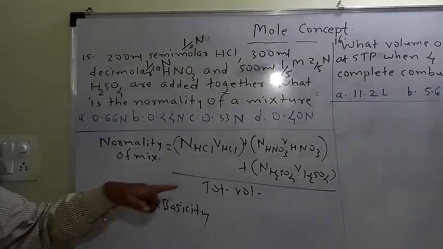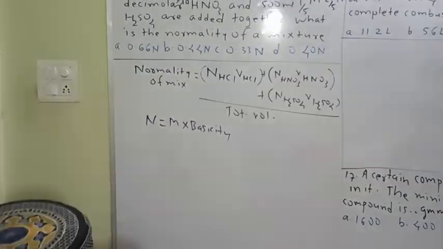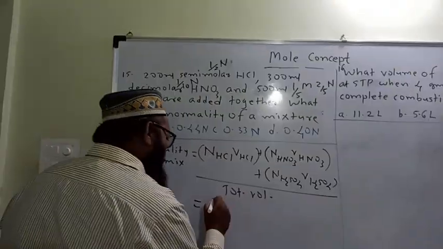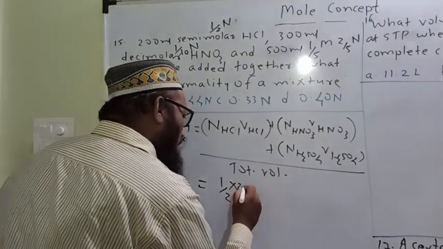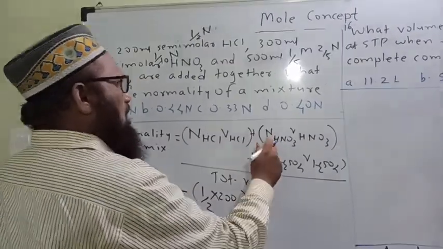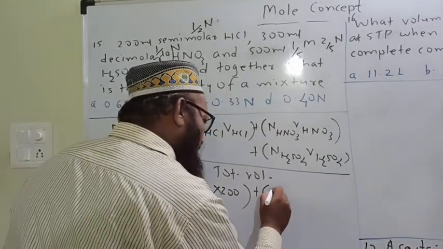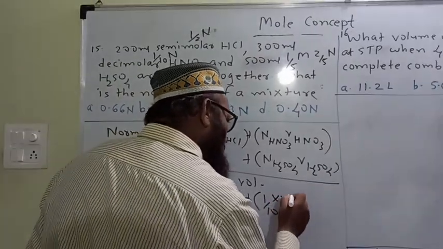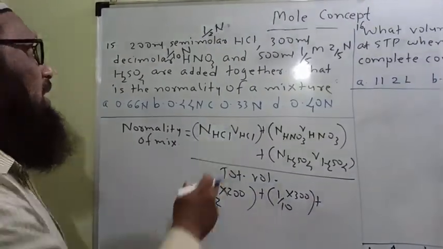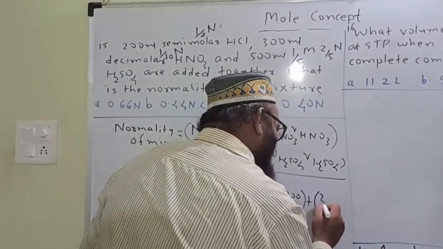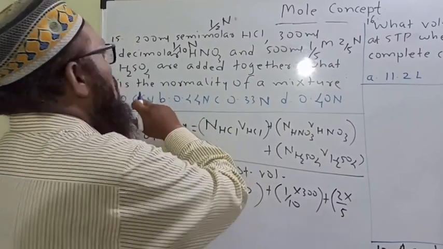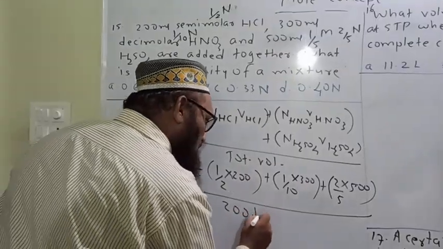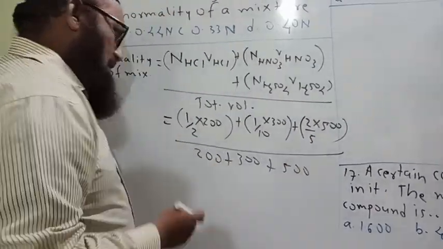Then we know the normality. Let us substitute these values in this equation. Normality of HCl half into volume 200 plus normality of nitric acid 1 by 10 into volume 300 ml plus normality of H2SO4 2 by 5, volume is equal to 500, total volume is equal to 200 plus 300 plus 500. Let us solve this one.